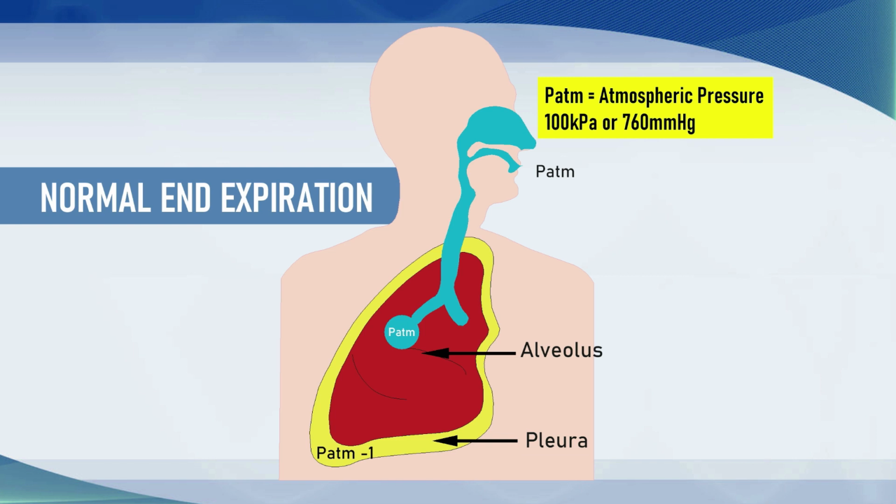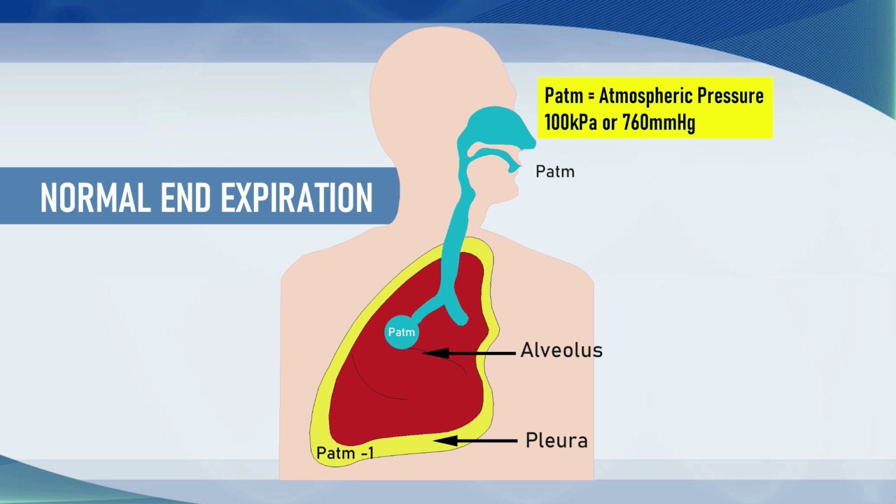And at end expiration, the pressure within the entire respiratory apparatus more or less equalizes, so that the pressure just outside the mouth, down along the bronchi, all the way to the alveoli, essentially equals atmospheric pressure. There is slightly negative pressure within the pleura. It varies depending on what part of the pleura you're looking at. I have randomly assigned the pleural pressure at -1 centimeter of water here, but of course it varies depending on what part of the lung is abutting the pleura.